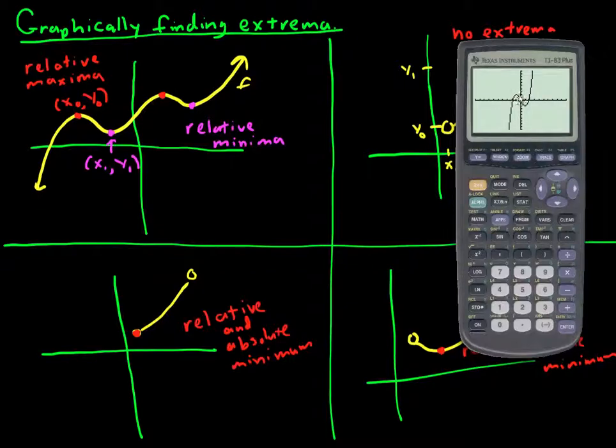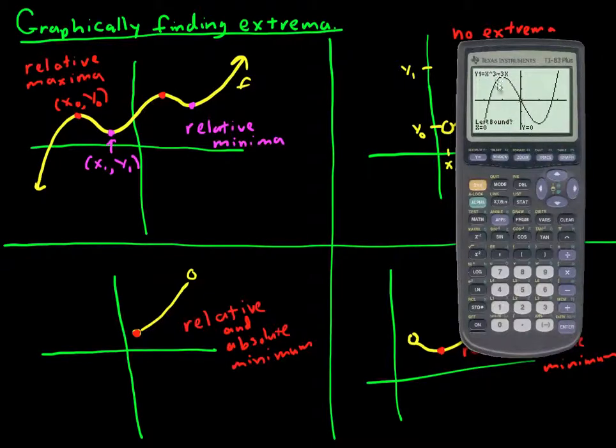What I can see here is I have two relative extrema. I have a relative maximum up here. I have a relative minimum down there. And if I want to figure those out, well, let me zoom in a little bit to see it a little closer. All I need to do is calculate. Second calc. I want to find the maximum. I could press 4, but I'm going to go down. The maximum, and it tells me I want a left bound.